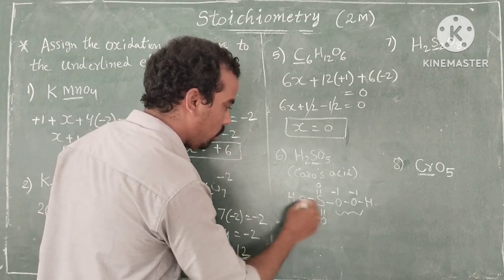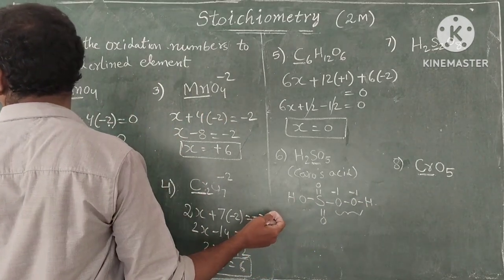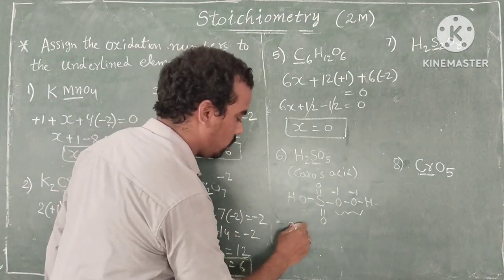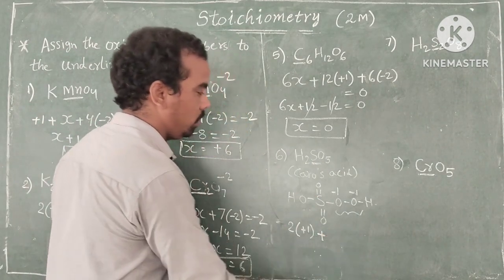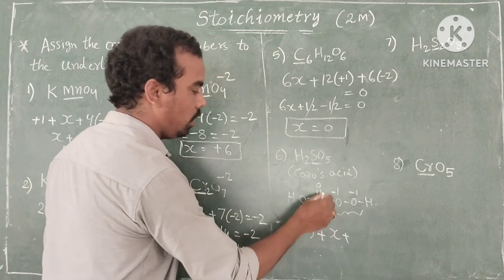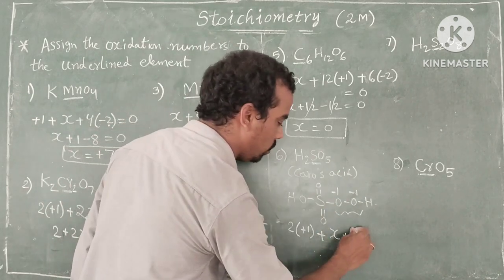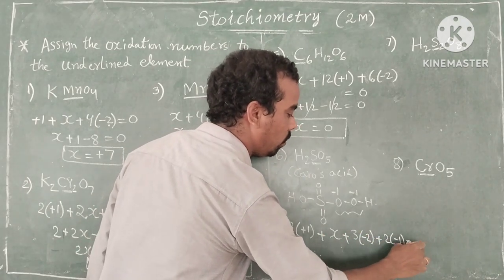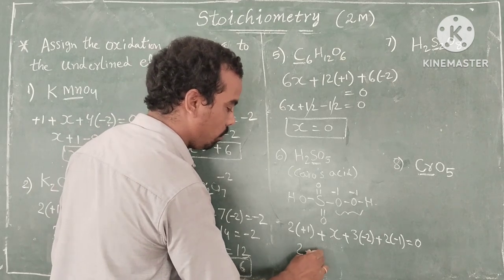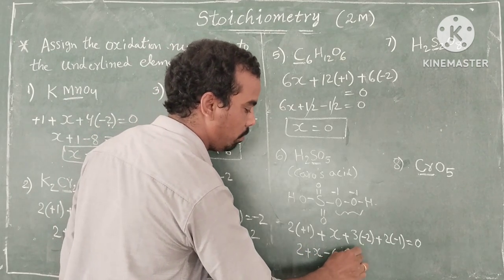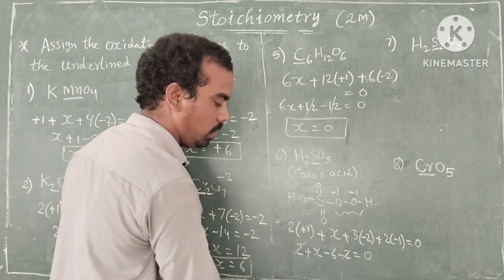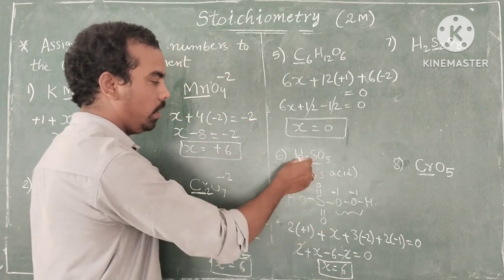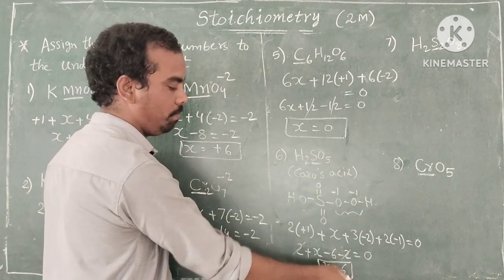So then two hydrogens: 2 into plus 1, plus sulfur x, plus 3 oxygens at -2, that means 3 into -2, and 2 oxygens, 2 into -1, equal to 0. So 2 plus x, 3 into -2 is -6, -2, equal to 0. Plus 2, -2 cancel. x minus 6 equal to 0. So that implies x is equal to plus 6. So the oxidation state of sulfur in H2SO5 is 6.